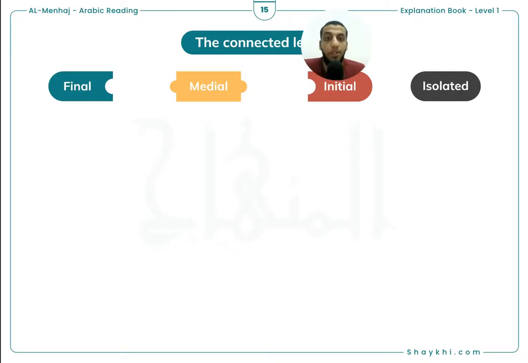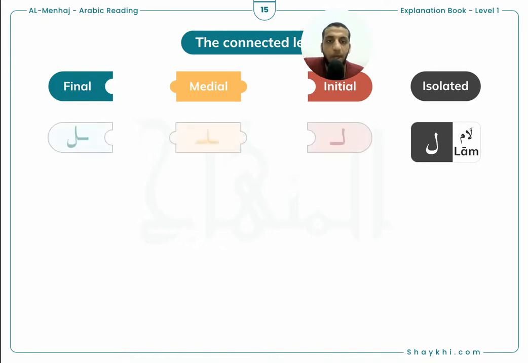So the letter we will start with now is the letter Lam. What about the initial form of the letter Lam? This is the initial form, the middle form, and the final form of the letter Lam. Why do I show them at the same time? Because they look the same as the isolated form with a little bit of change.